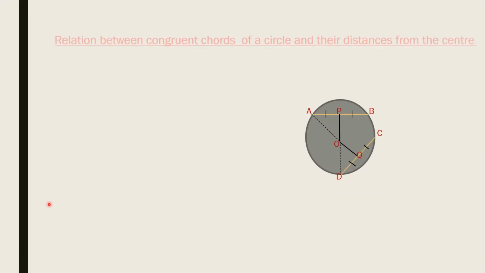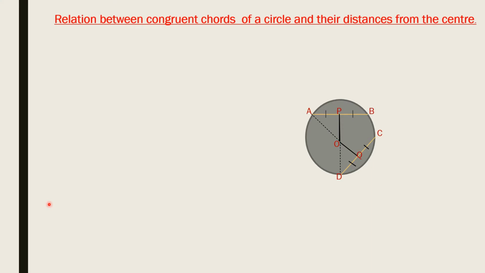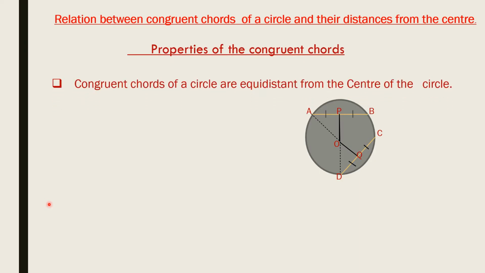Let's learn the relation between congruent chords of a circle and their distances from the center. What is meant by congruent chords? The chords that have equal length are called congruent chords. And the property of congruent chords: the congruent chords of a circle are equidistant from the center of the circle.